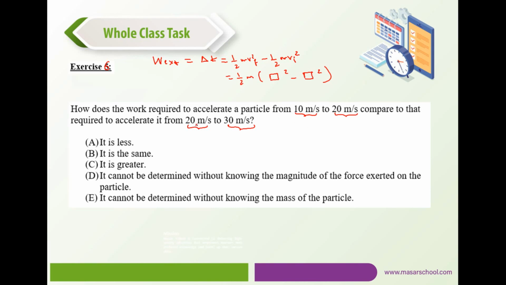First of all, let's calculate 30 squared minus 20 squared. 30 squared minus 20 squared would be equal to 500.